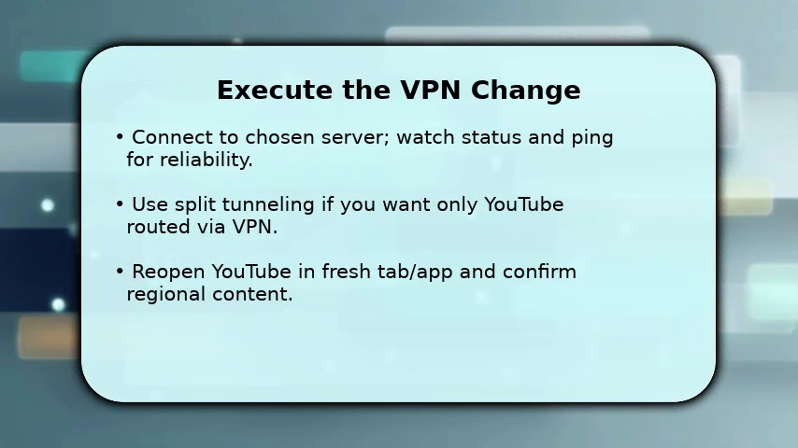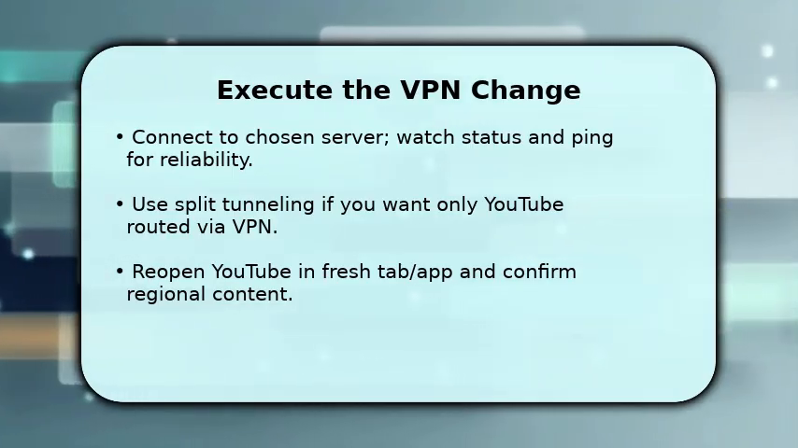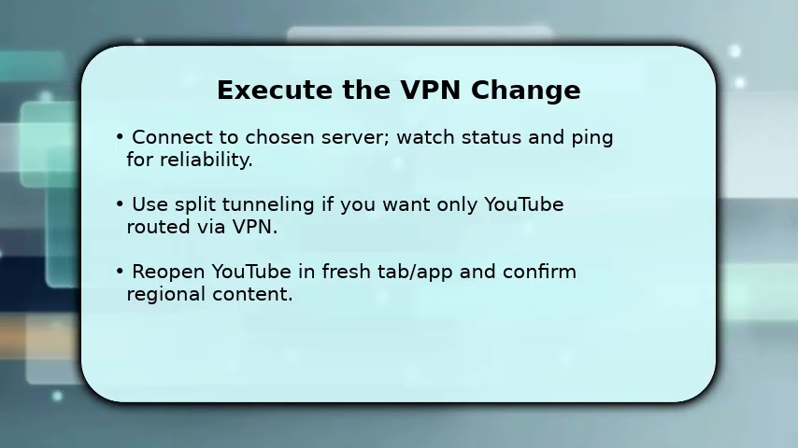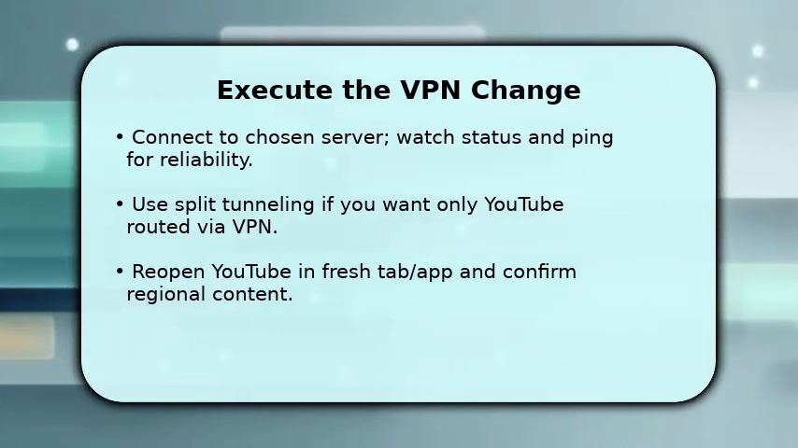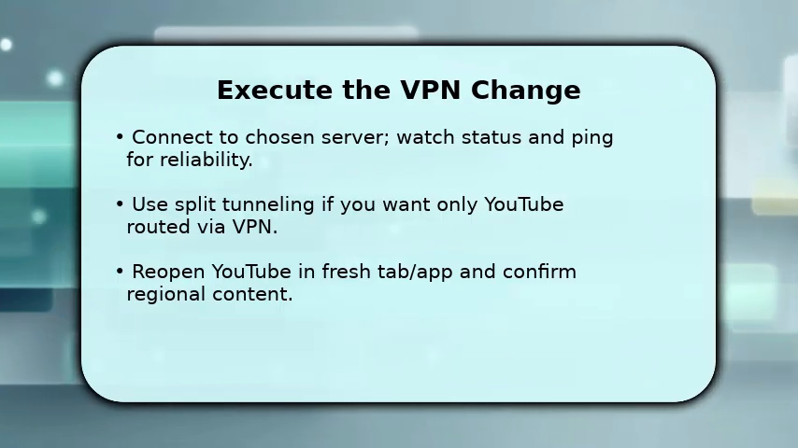With your YouTube session cleared, open your VPN app and connect to the chosen server. Watch the connection status and ping so you can switch if speeds spike. If your VPN supports split tunneling, enable it to route only the browser or YouTube app through the VPN. This reduces bandwidth use elsewhere.